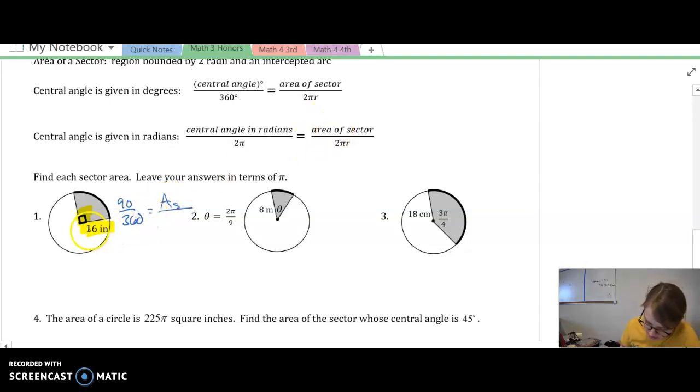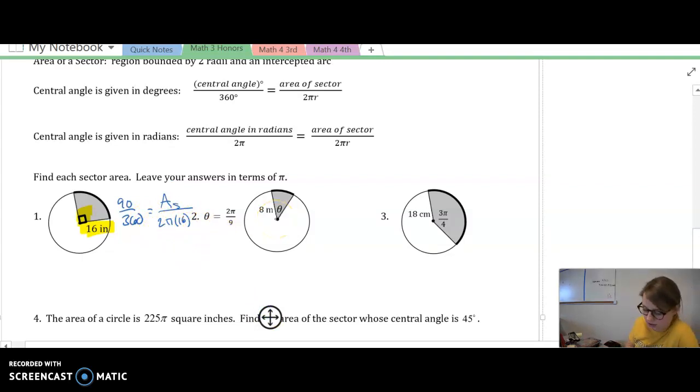And then we have our 2 pi r. So 2 pi times the radius, which was 16 in our case. So let's just simplify and solve. The shortcut way to do this is just to multiply 2 pi 16 to the other side.